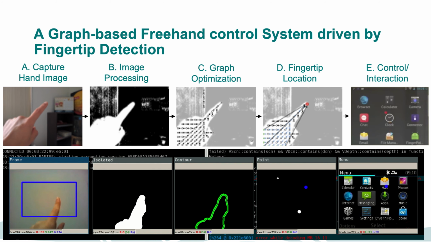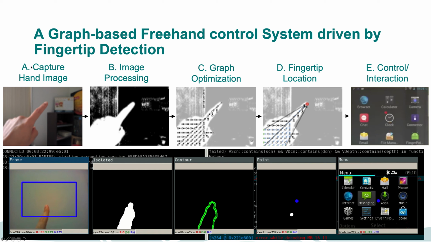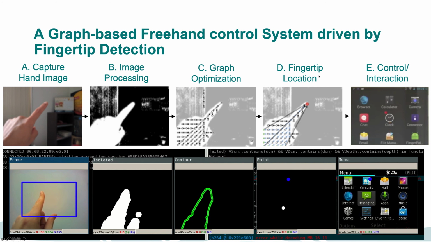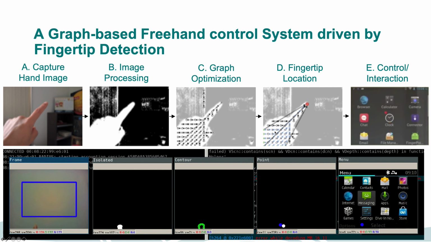And here is the illustration of the finger. From the leftmost, we have the captured hand image. And then we do the image processing, segmentation. And we use our graph-based approach to do the optimization and search upward. And we get the fingertip detection, and this one has the maximum number of nodes. And then this point will map to the control interface.